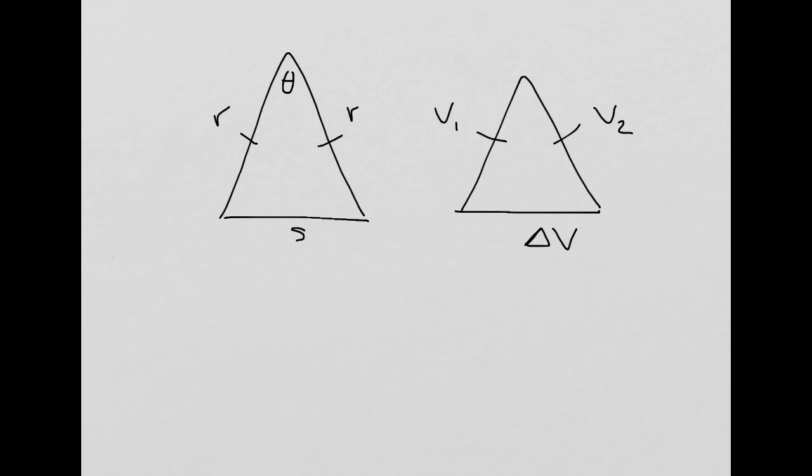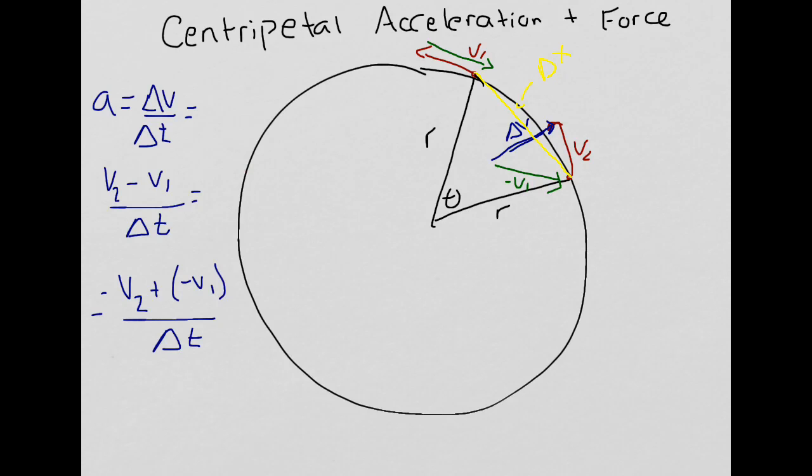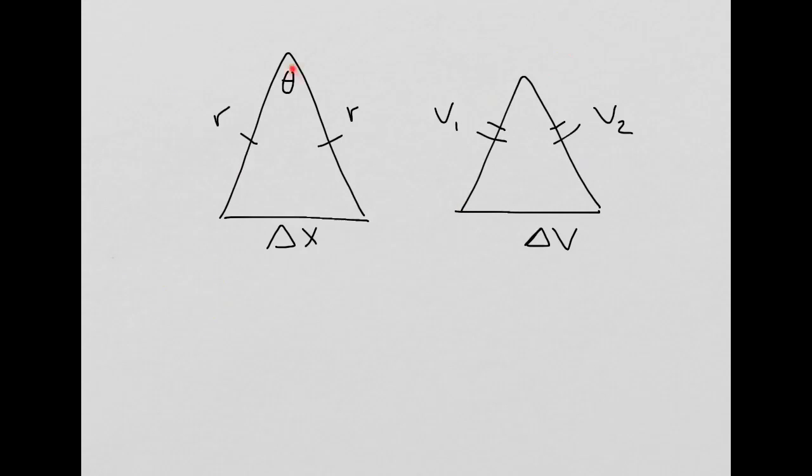Actually, I might already have them drawn. Oh yeah, they're right there. Just going to rename this delta x. Okay, so my base for the larger triangle is delta x. And I have these two sides that are congruent. Oh, and these are not. Okay. And then on the second triangle, my base is delta v, and v1 and v2 are congruent. Okay. And I also know that the angle in the larger triangle between the two congruent sides is theta. I have that marked right there for you.